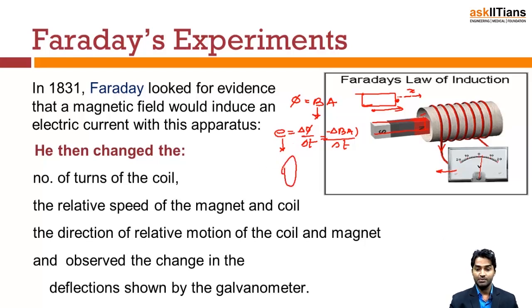If we are considering one loop through which magnetic lines of force are passing, we can say phi is equal to B into A. If there are n number of loops over here, we can say the net magnetic flux is equal to n into B A. So this is the net flux. So it depends on the number of turns, magnetic field strength, and the area.